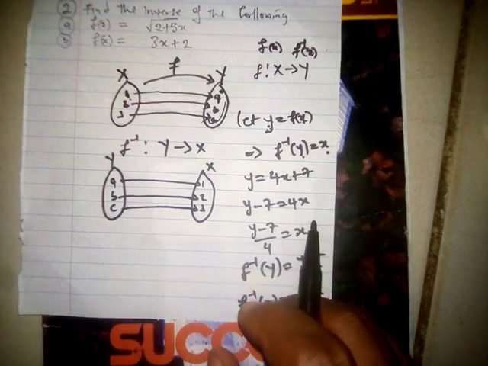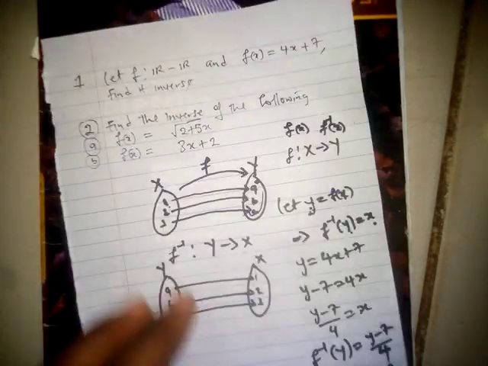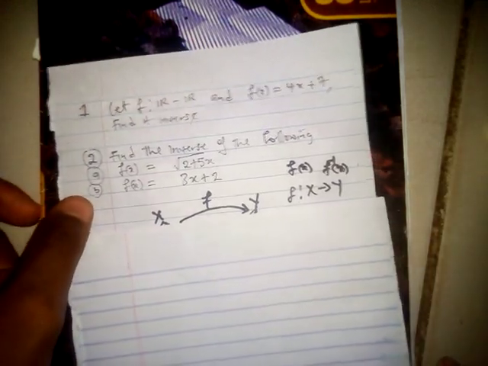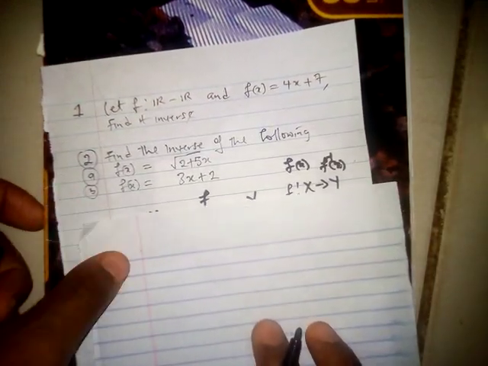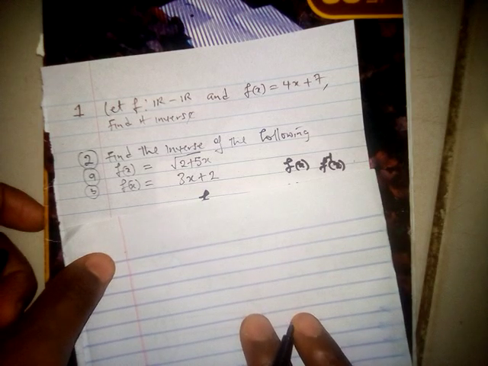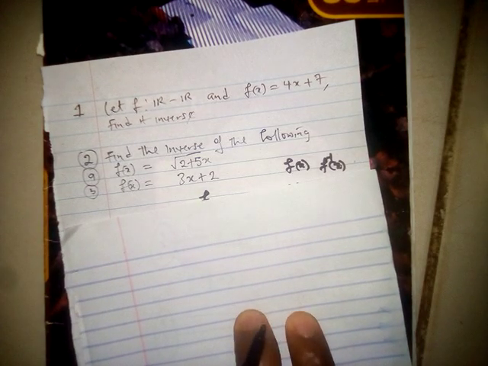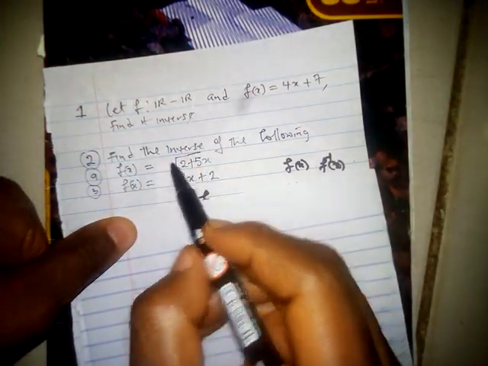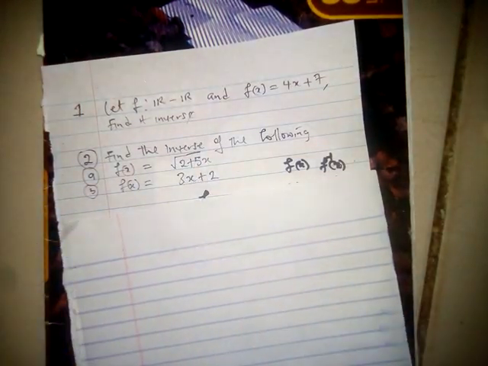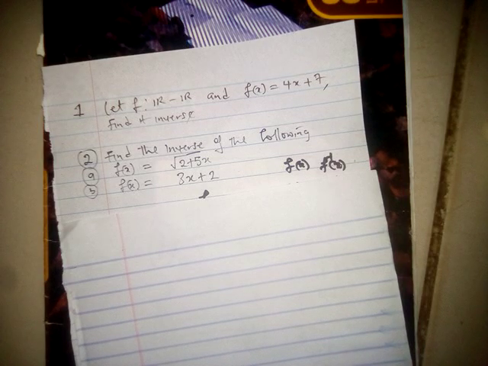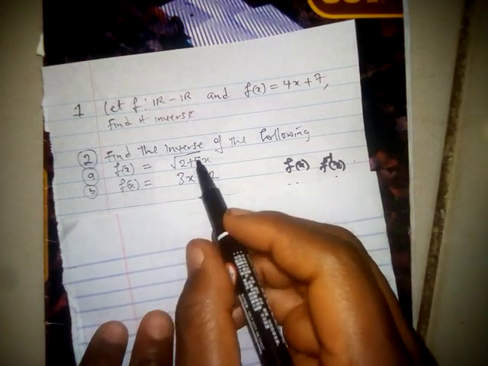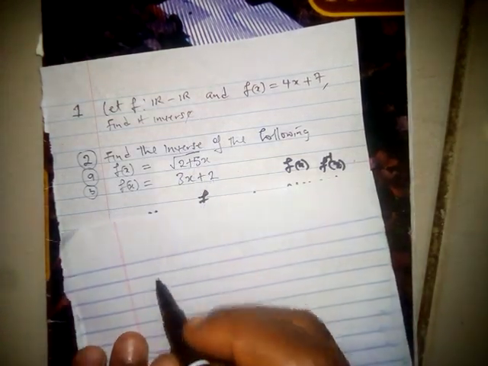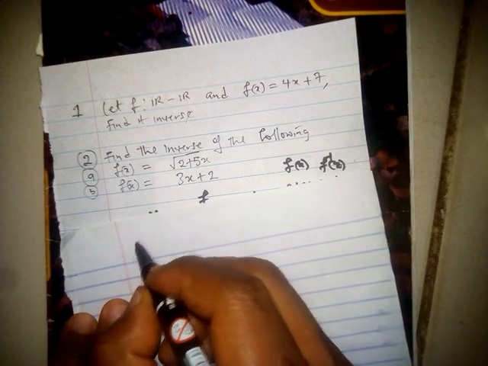Now for the second question. Observe the second question says find the inverse of the following. Our f of x is given to be the square root of 2 plus 5x. They did not give us a map, so it is being assumed that these functions are bijective. So we are going to solve it directly. We are going to find the inverse, because it's already assumed that this function is a bijective function. So to solve the inverse, we say let y equal f of x.